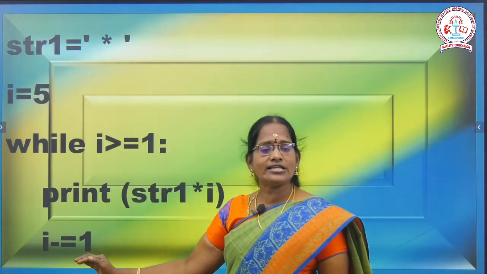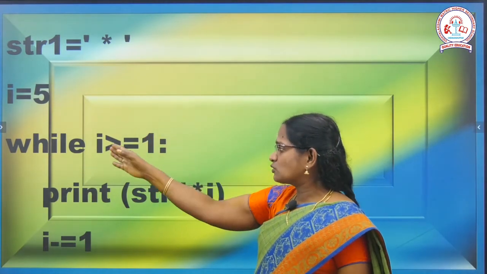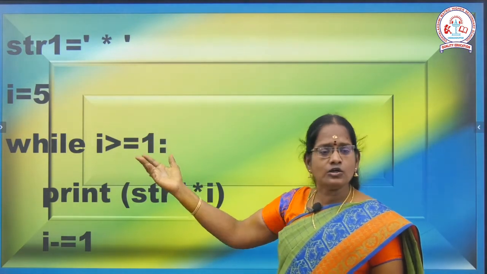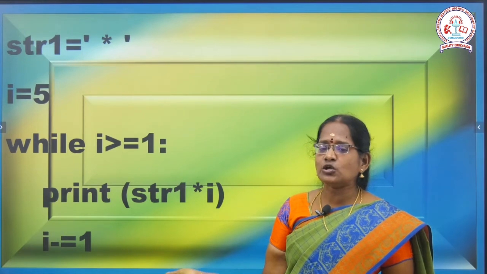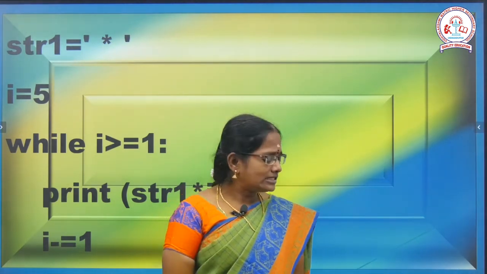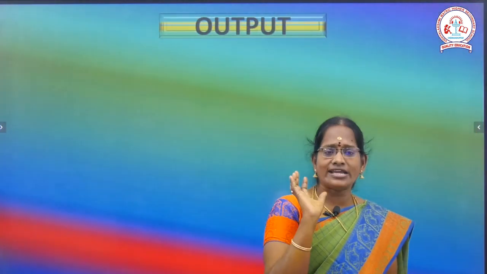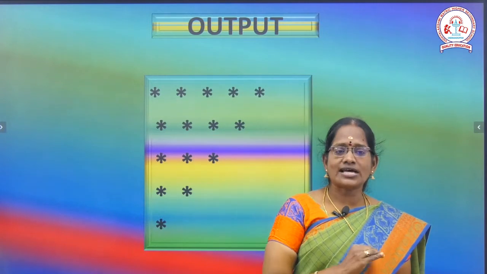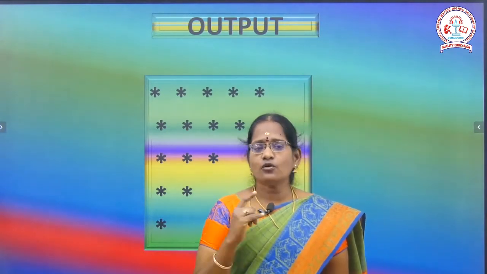Again the value of I is equal to 0. It comes to check: is the I value greater than 1? No. Is I equal to 1? No. The value of I is 0. The loop stops executing. Okay, now we check. The loop executed 5 times. First time 5 stars, second time 4 stars, 3 stars, 2 stars, 1 star.